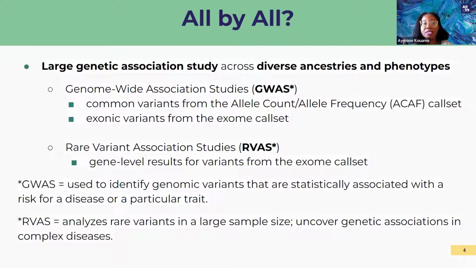So basically the GWAS is just a research method to compare the DNA of many people in order to identify genetic markers associated with a disease or a trait. And typically GWASs are used for common diseases, but RVAS is typically a rare variants association study. So it's to analyze rare variants in a large sample size and uncover some genetic associations in complex and rare diseases.